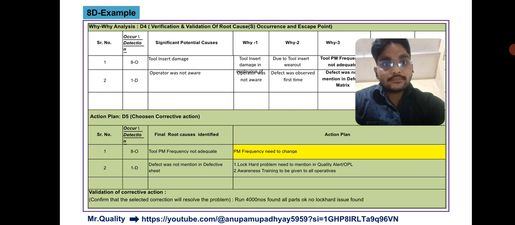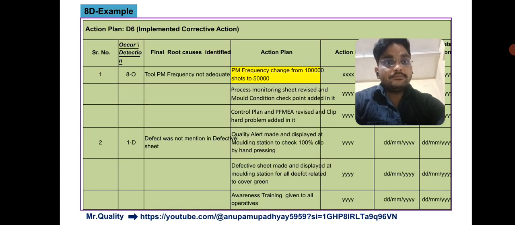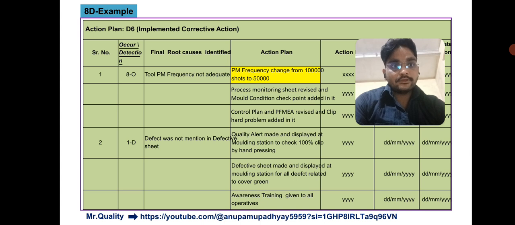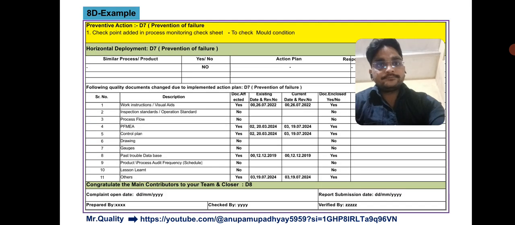Next step is implement corrective action. Now the frequency is revised from 1 lakh shots to 50,000 shots, meaning it reduces the frequency. Second, the monitoring sheet is also revised, and third, the control plan and FMEA are also revised. For detection, we have made the quality alert, quality alarm, training has also been given, and the defect matrix sheet is also prepared.